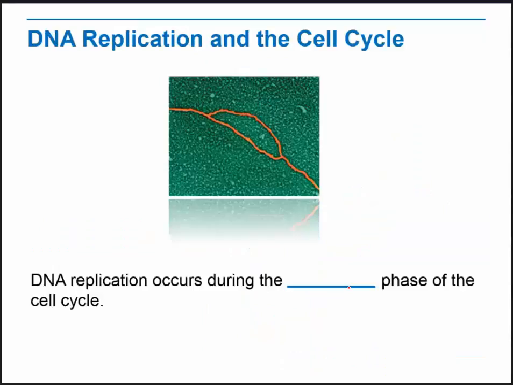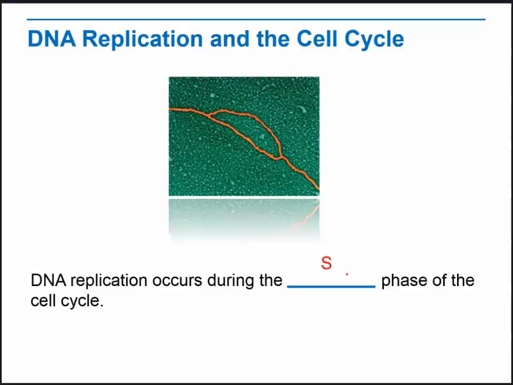Think back to the cell cycle. Recall the phase where the cell copied its DNA. That process is called DNA replication. DNA replication occurs during the S phase of the cell cycle. So why does a cell replicate its DNA?